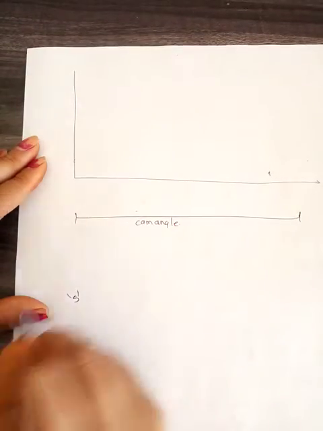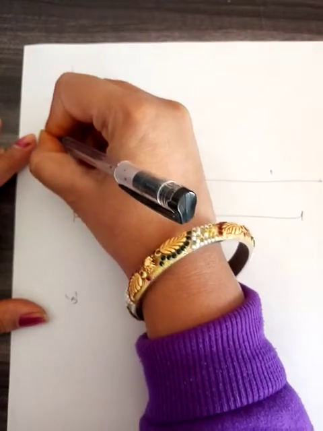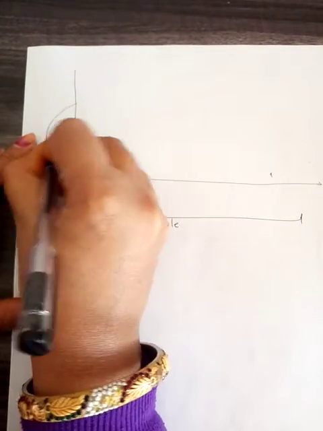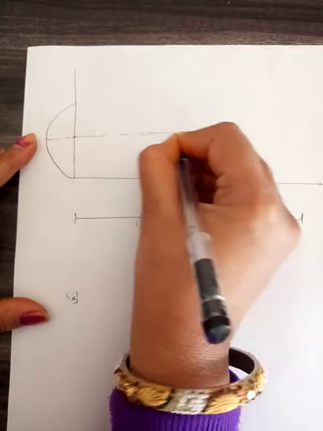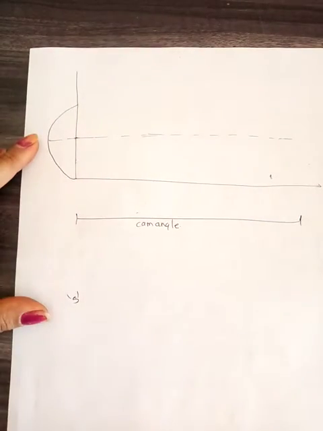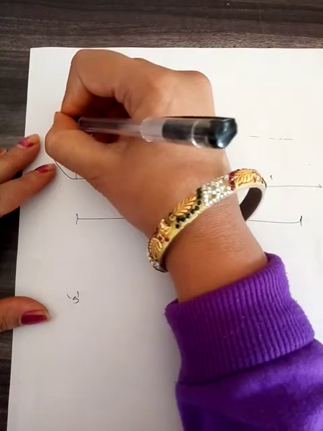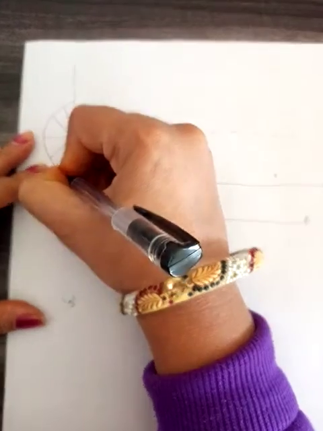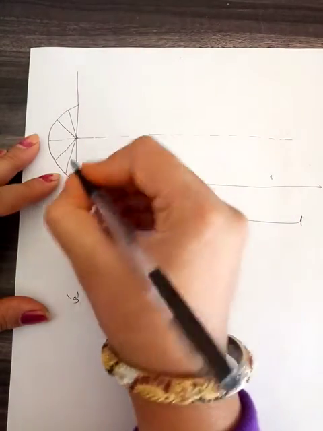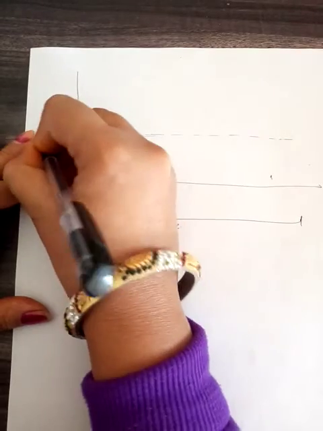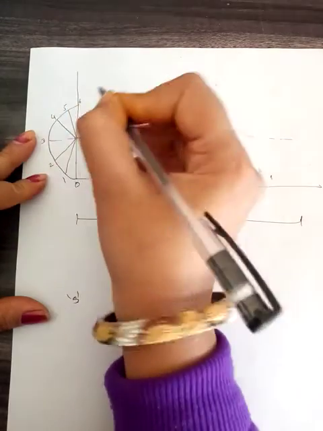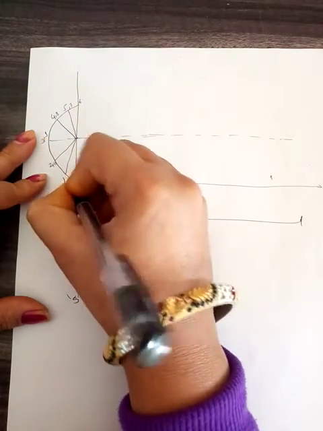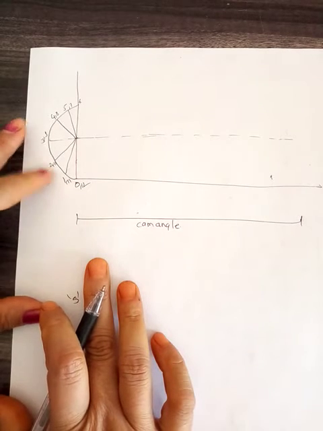The diameter is S. Suppose this is the diameter of S, and this is the center. Then the equal parts. This is the equal parts of the semicircle: 0, 1, 2, 3, 4, 5, 6, 7, 8, 9, 10, 11, and then 12. These are the equal parts of the semicircle.